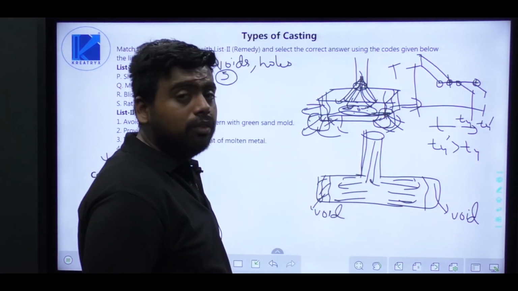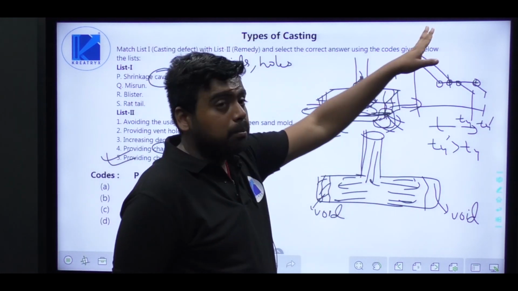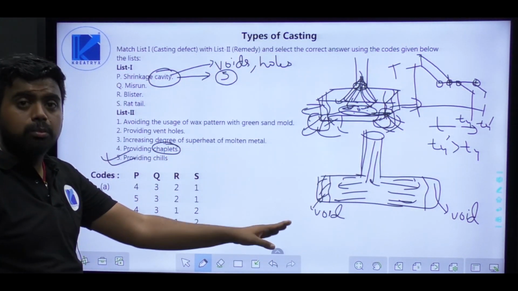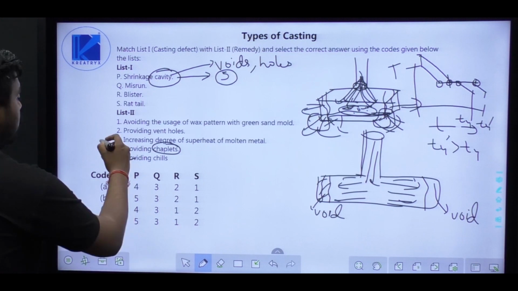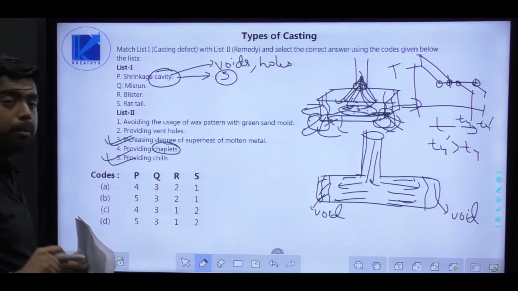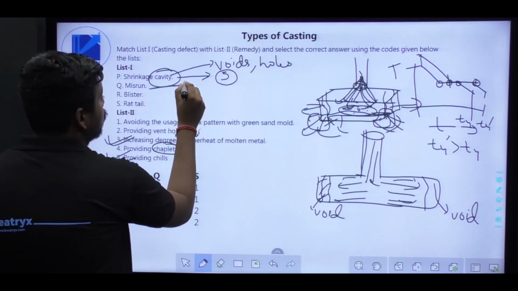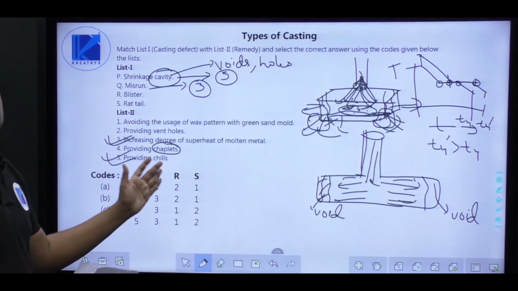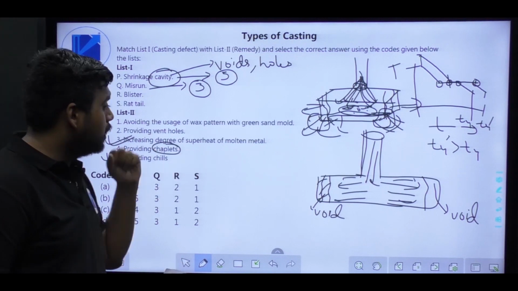So how do we solve this problem? By increasing the pouring temperature or by increasing the superheat of molten metal. So the right option is option 3. Misrun can be solved by increasing the degree of superheat of molten metal.